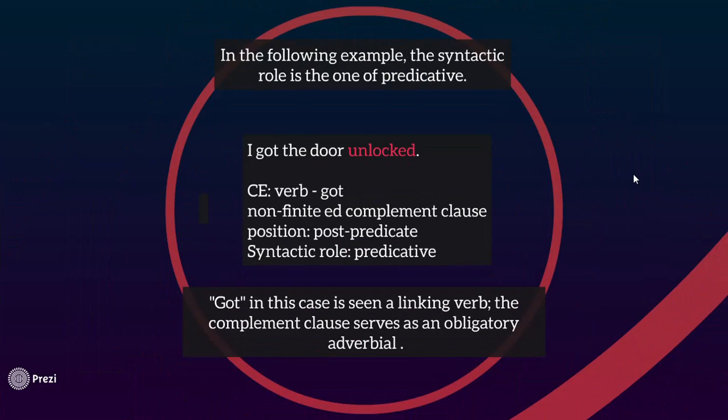Here we have another example of a predicative, but this time we have a verb which is not verb be, but a linking verb. Remember that linking verbs are also verbs of incomplete predication, so they need a complement after them. This is an example of an ed complement clause, which is placed in post-predicate position having the role of a predicative. Please note that in this case, our controlling element is separated from the complement clause by a noun phrase, which is the door.